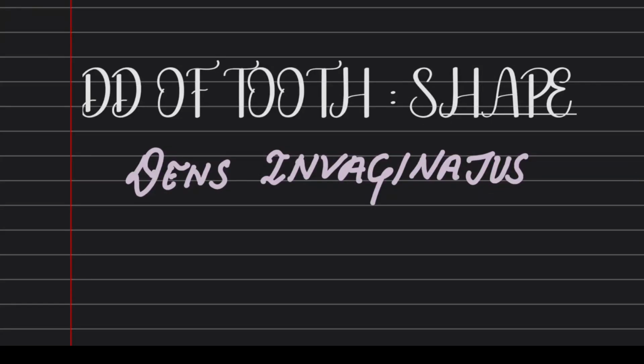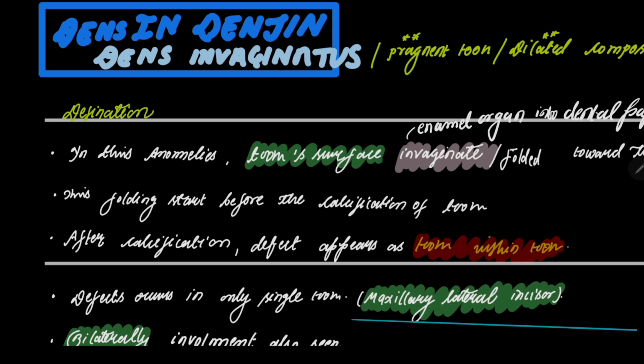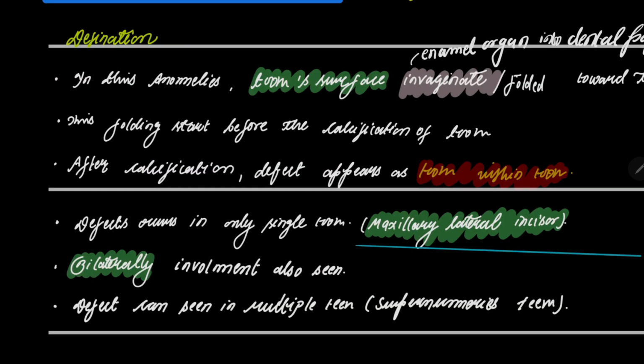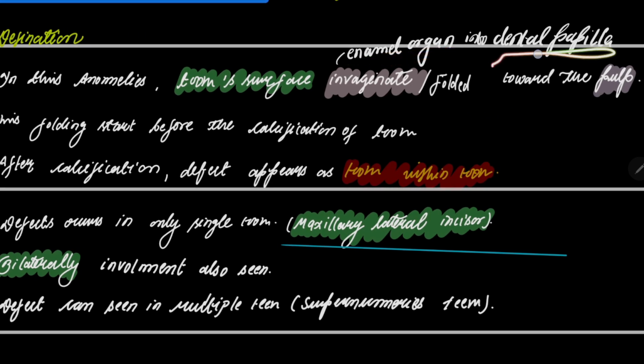Everyone, now the new topic is dens invaginatus, which comes under the developmental disturbances of the tooth on the basis of shape. Dens invaginatus, also called dens in dente, also called pregnant tooth or dilated composite odontome. In this anomaly, there is invagination of the enamel organ into the dental pulp. Remember, this is the enamel organ, and this is the dental pulp, into which it invaginates.